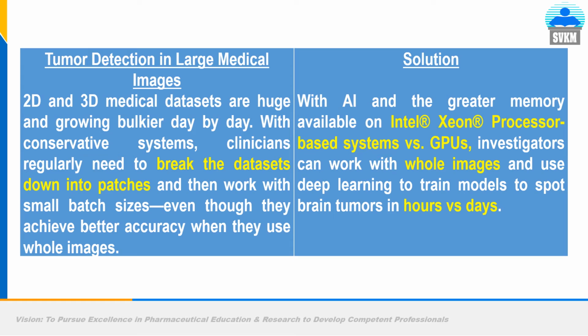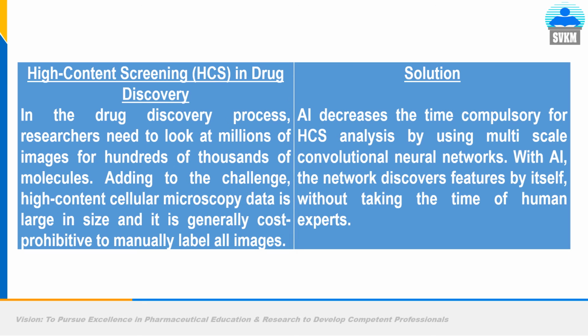What is the solution given by Intel? With AI and the greater memory available on Intel Xeon processor based systems compared to GPU, investigators can work with whole images and use deep learning to train models to spot brain tumors in only hours compared to days. So high speed processors are giving power to the experts to see the entire image in a single stretch and decide the result or the output in hours compared to days. See the beauty of AI. And so these tech companies are doing a wonderful job in biology as well using their AI experts.